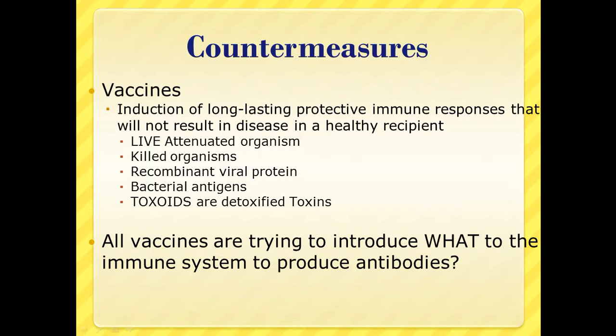Sorry, last question. All vaccines are trying to induce what in the immune system to produce antibodies? So every one of these actually introduces a little tiny structure we talked about last week. And it was antigens. They introduce antigens to the body so that your body can mount this immune response against it.